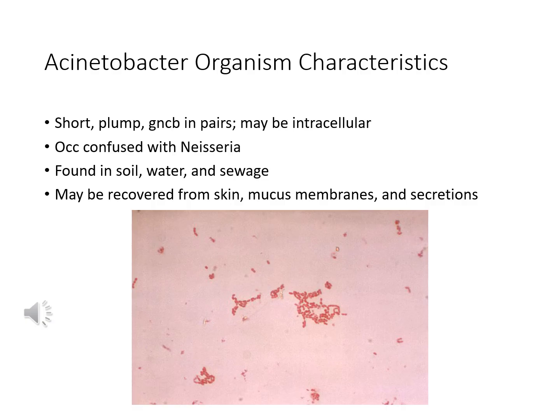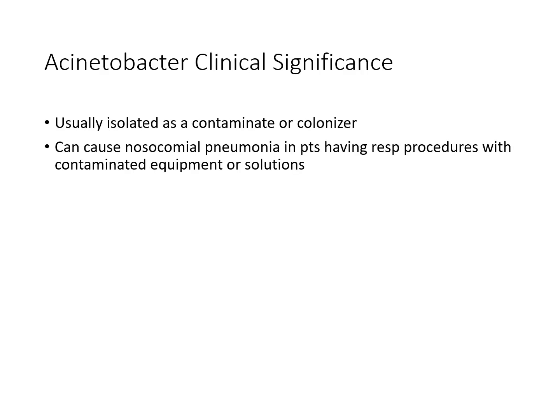Acinetobacter is found in soil, water, and sewage, and it can be recovered from skin, mucous membranes, and secretions. It is often isolated as a contaminant or a colonizer and can cause nosocomial pneumonia in patients undergoing respiratory procedures. These infections are linked to use of contaminated medical equipment or solutions.